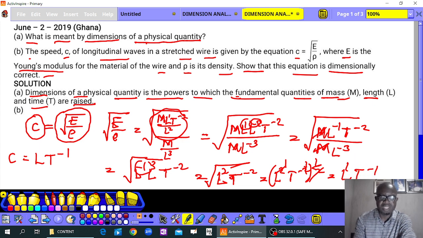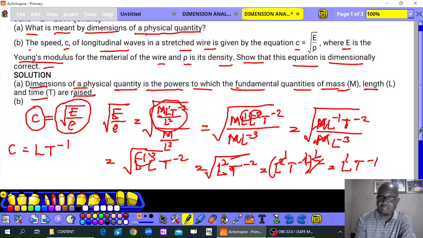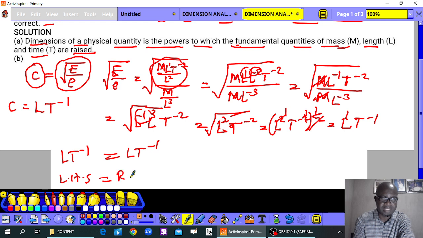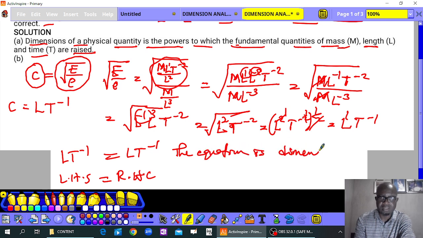So you will see that from here the dimensions of c, which is L T^-1, is the same as that of the right hand side, which is L T^-1. So since the dimension of the left hand side equals the dimension of the right hand side, we can say that the equation is dimensionally correct.